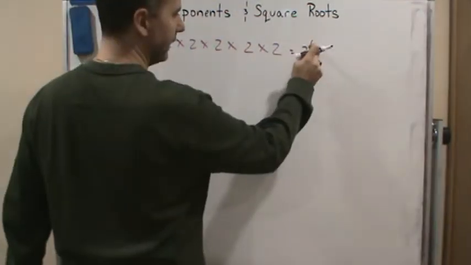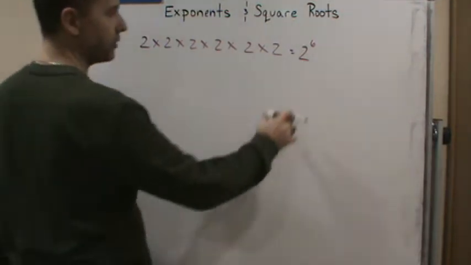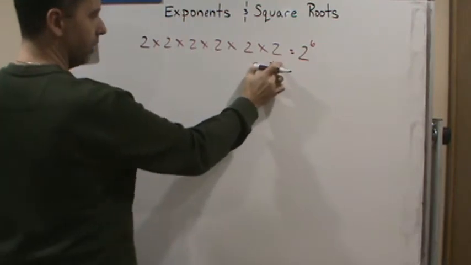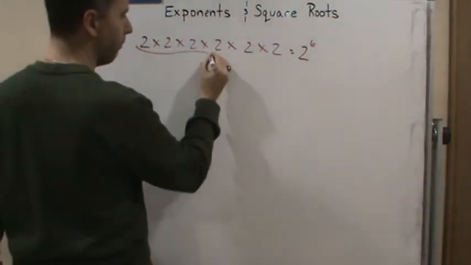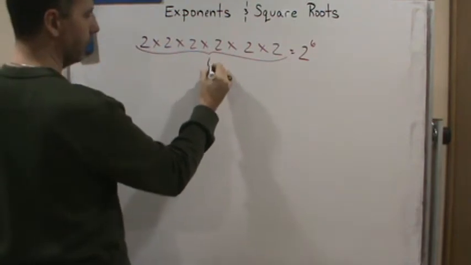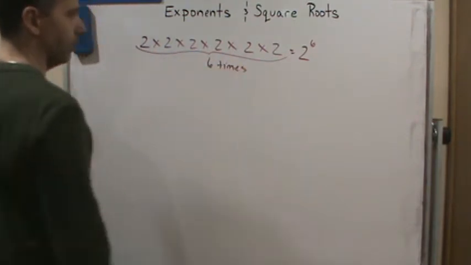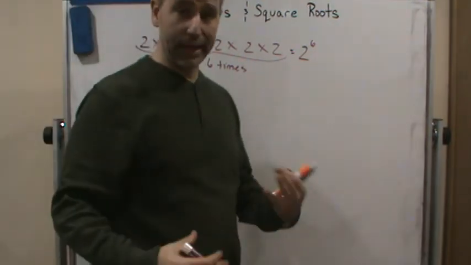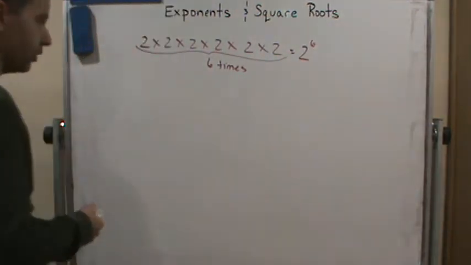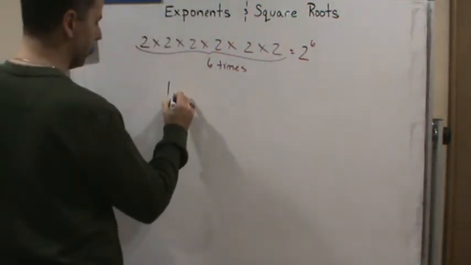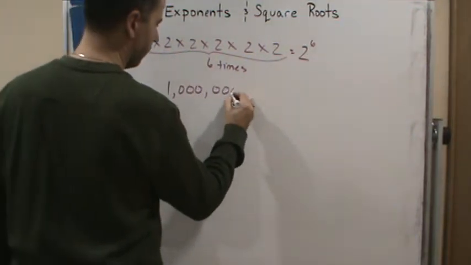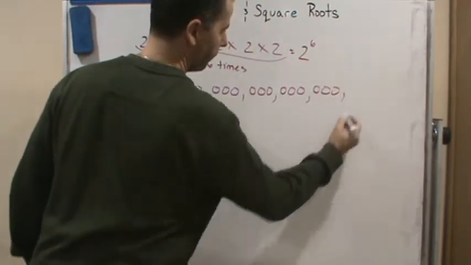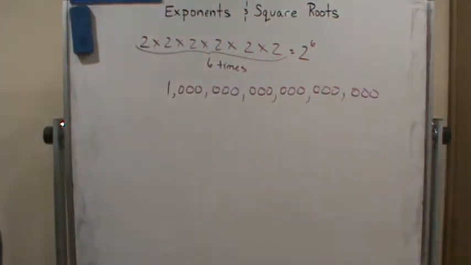And so the exponent is the 6. That's what we call the exponent. And so this way of writing this number denotes what we're doing. So what does it mean? We are multiplying 2 by itself 6 times. Okay? And so exponents are used in many different situations. One of the ways that we can write exponents is if we have something like this. Okay, if we have a number like that.